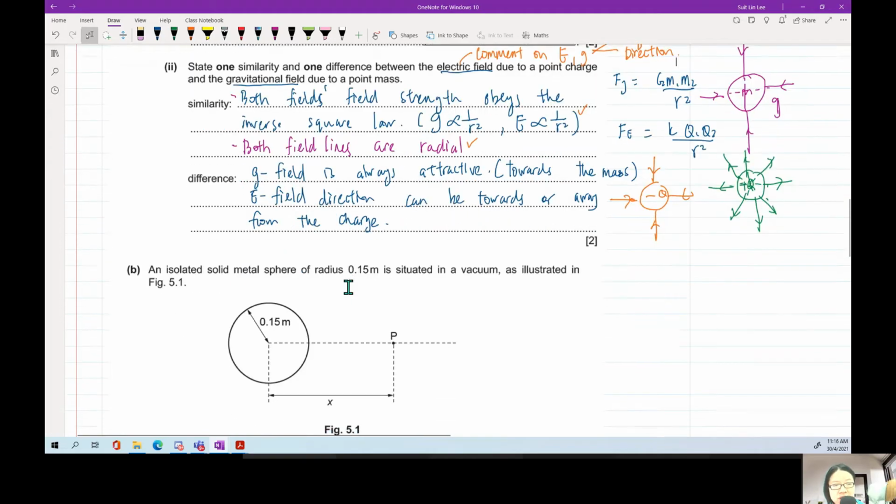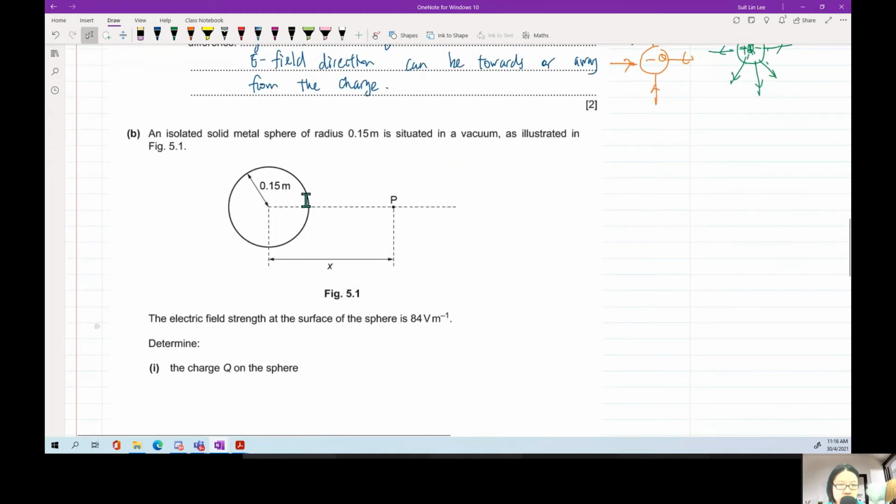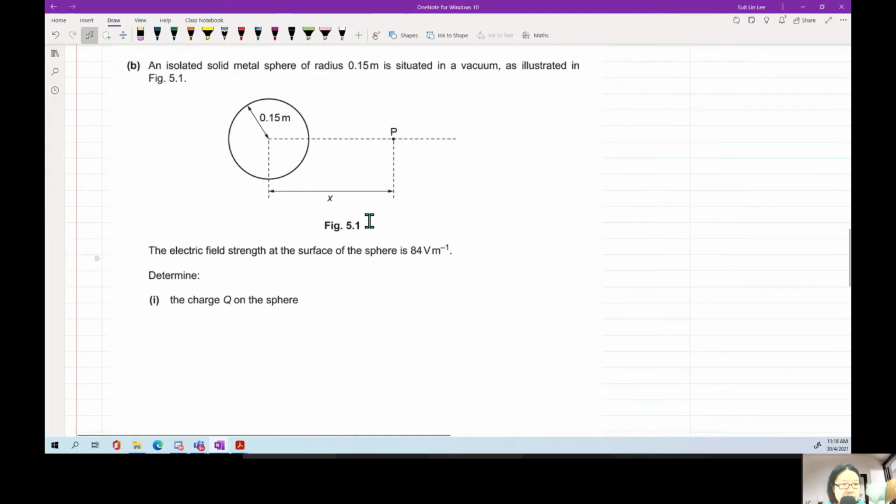Okay. So here we have an isolated metal sphere, radius 0.15, situated in a vacuum. Great. Common question. Electric field strength on the surface of the sphere is 84 volt per meter. So if I find any point here, any point here is 84 volt per meter. Determine the charge Q on the sphere. Very easy question if you know the equation for E. So from here, what we know is E is equal to Q over 4 pi epsilon naught R squared.